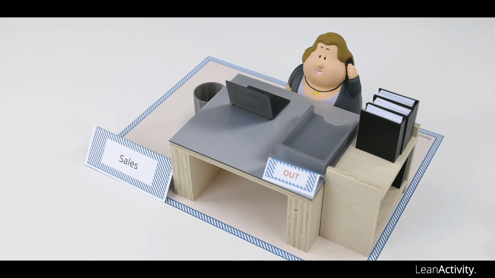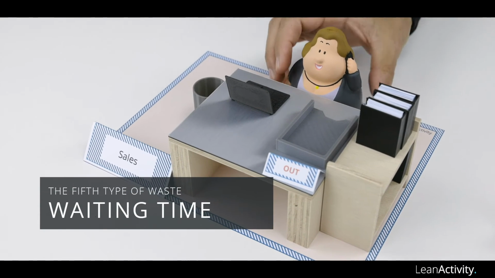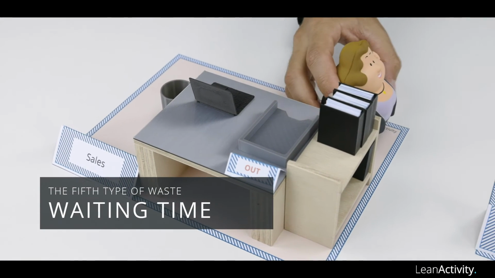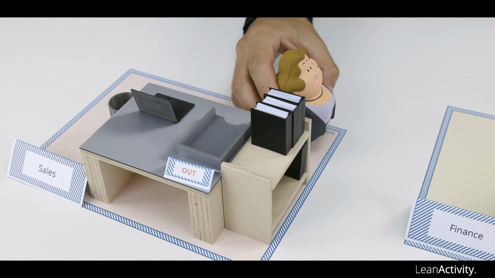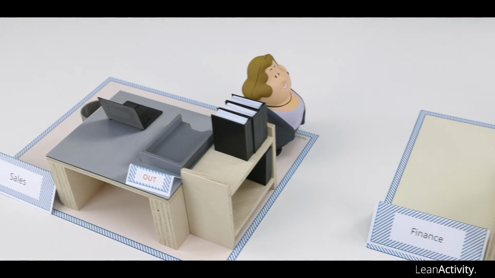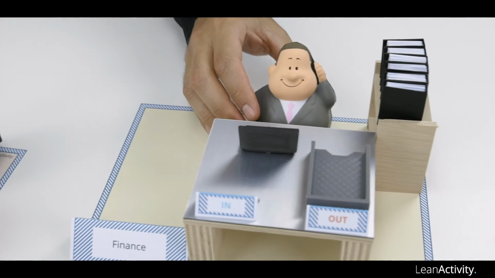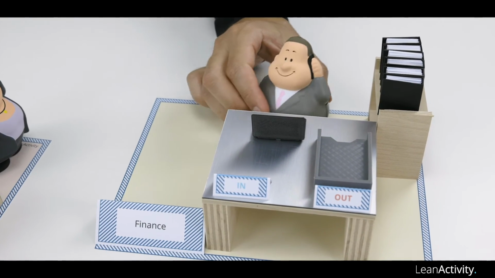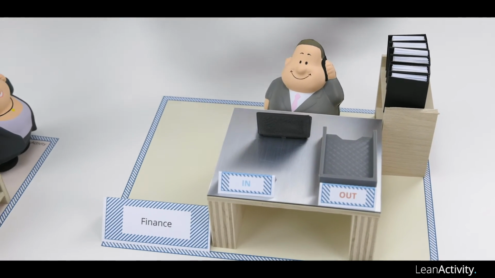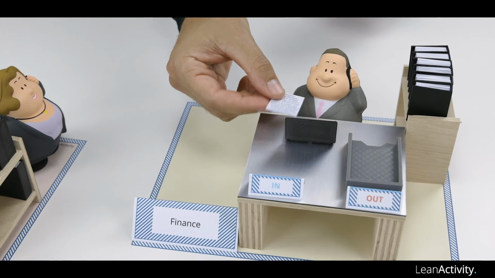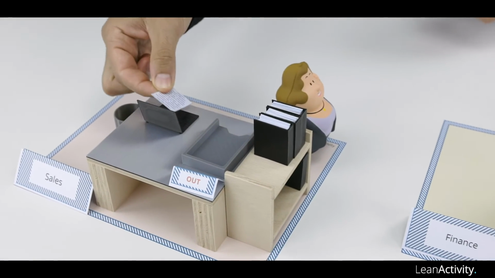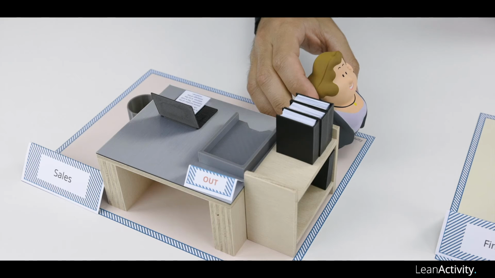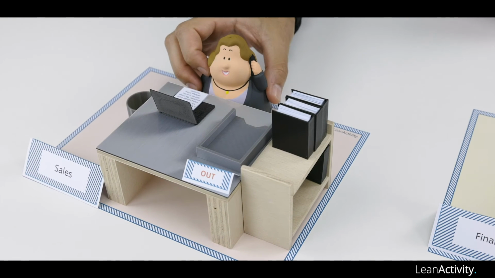The fifth type of waste in the office is waiting time. This occurs especially whenever we have to wait for input or information from other departments until we can proceed with our task. In this example, sales needs important information from finance. We have to wait for this information before we can proceed with our task. This is one of the most common types of waste in lean administration and can be tackled with improved communication and synchronization between the roles.